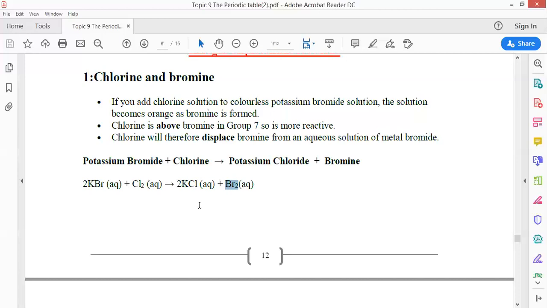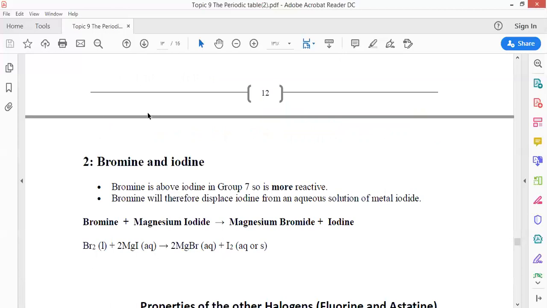So what about bromine and iodine? As you know, bromine is more reactive than iodine. Therefore, bromine will displace iodine from an aqueous solution because bromine is more reactive. Instead of magnesium iodide, it will be magnesium bromide. So bromine plus magnesium iodide will be magnesium bromide plus iodine.